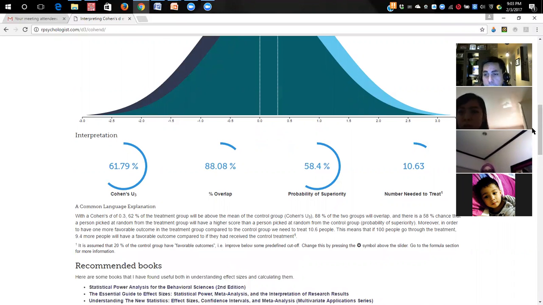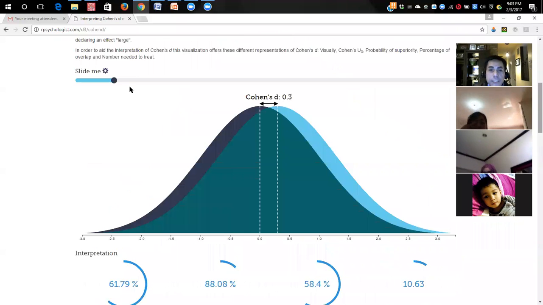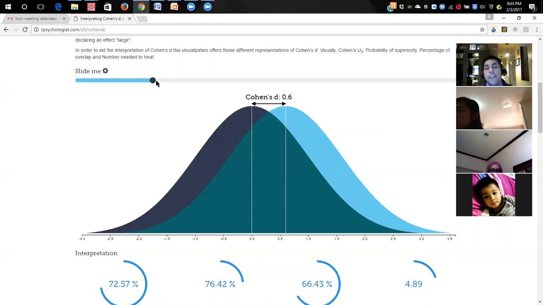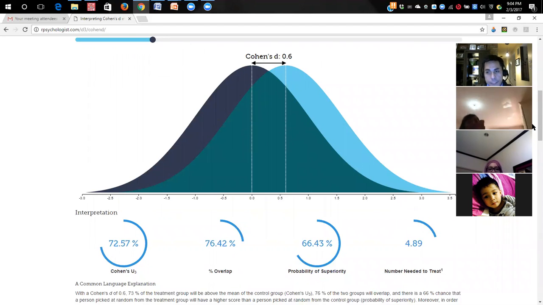And what happens when you move this to 0.5? Let's say 0.6, because that's our goal. We want a medium-sized effect of our intervention. My example is the one that I presented at the American Society of Hematology in San Diego just this past December, and we will demonstrate what Cohen's d is all about with an actual data set.